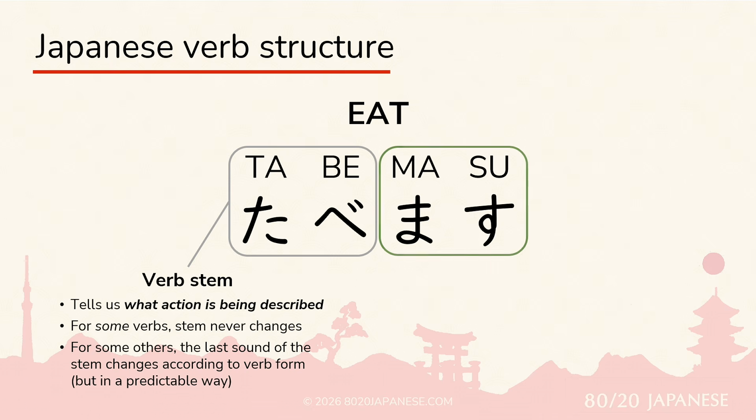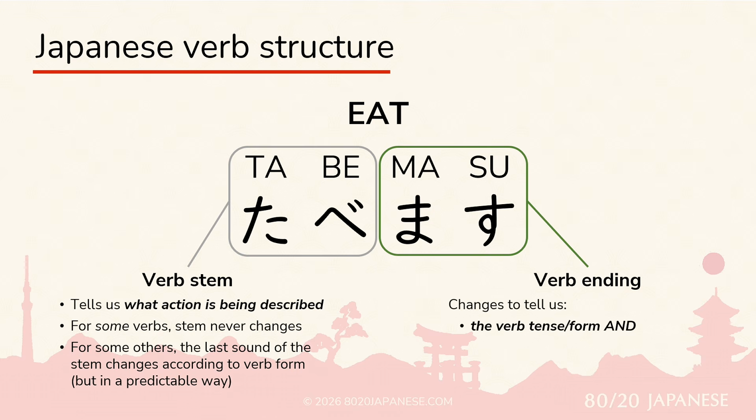The other part of the verb is the verb ending. Now this tells us two things. It tells us what tense or form the verb is in, and it also tells us the degree of politeness where applicable. In this particular case, the mas ending tells us that it's the polite present future tense. It tells us that it's polite, and it tells us that it's the present future tense.